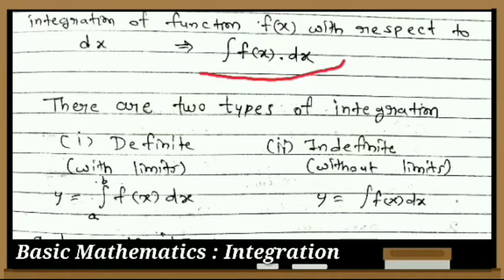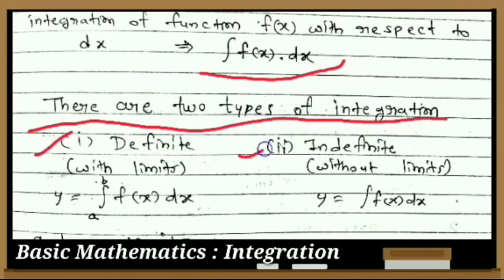Let's move further. There are two types of integrations. The first one is definite and the other is indefinite. In definite integration there will be limits, but indefinite integration has no limit, it is limitless. First let's talk about definite integration.